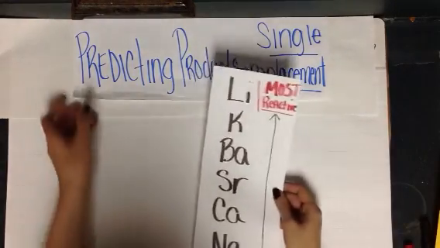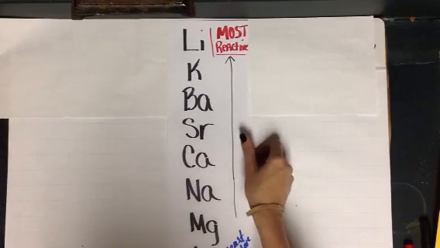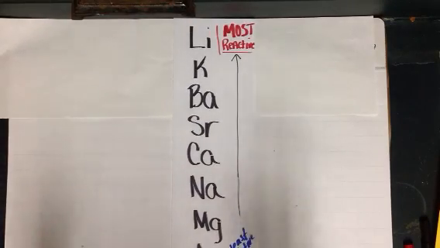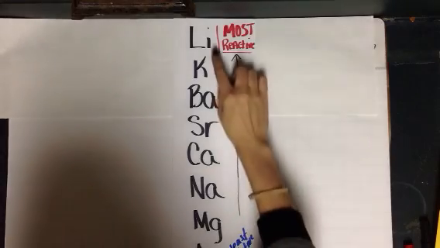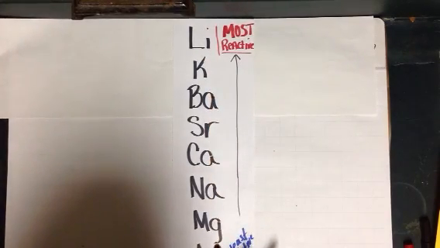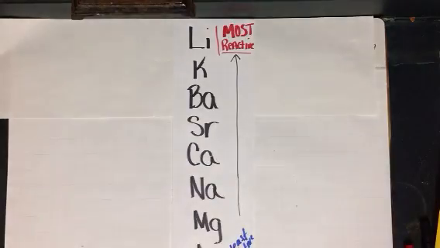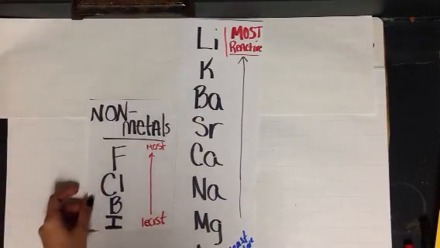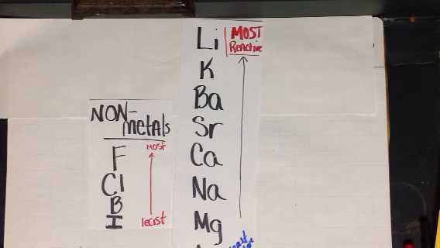So let's take a look at this a little bit more blown up so you can see. So here's a little piece of the activity series kind of blown up for you here. We said lithium is the most reactive, and as you go down it gets least reactive. Okay? And then here are the nonmetals. We said fluorine is the most reactive, iodine's the least reactive.